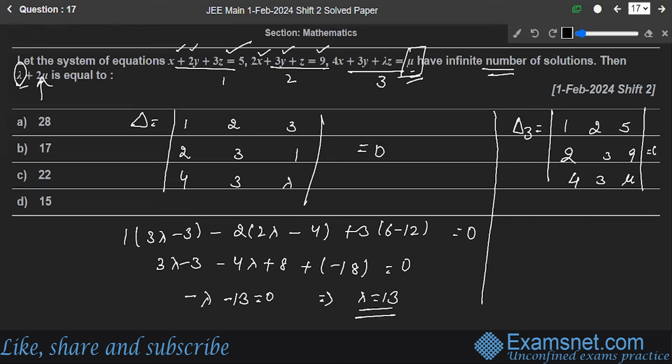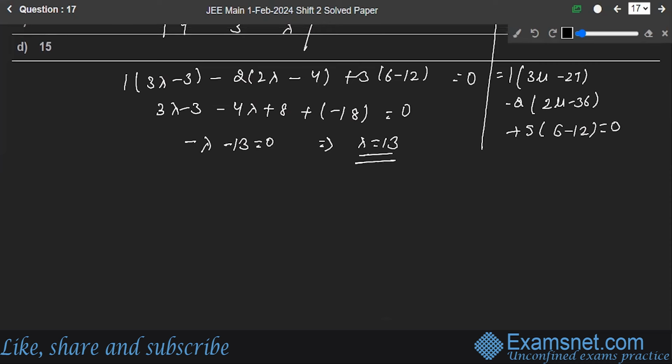Again, because this is having infinite solutions, the determinant will be equal to 0. This will be given by 1 into 3 mu minus 27, minus 2 into 2 mu minus 36, plus 5 into 6 minus 12. This will be equal to 0, and on solving this will give me 3 mu minus 27 minus 4 mu plus 72, plus this is minus 6, so this will be minus 30. That is equal to 0. So this gives me minus mu plus 15 equal to 0. This gives me mu is equal to 15.